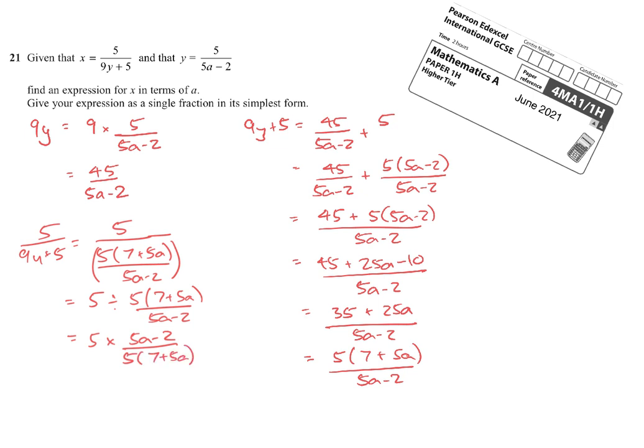And this is why we factorised earlier on, because now we can look at it and go, right, 5 and 5 can cancel. 5 divided by 5 is just 1. It cancels. So it takes me straight to the answer now of 5a minus 2 over 7 plus 5a, and that is my expression for x.